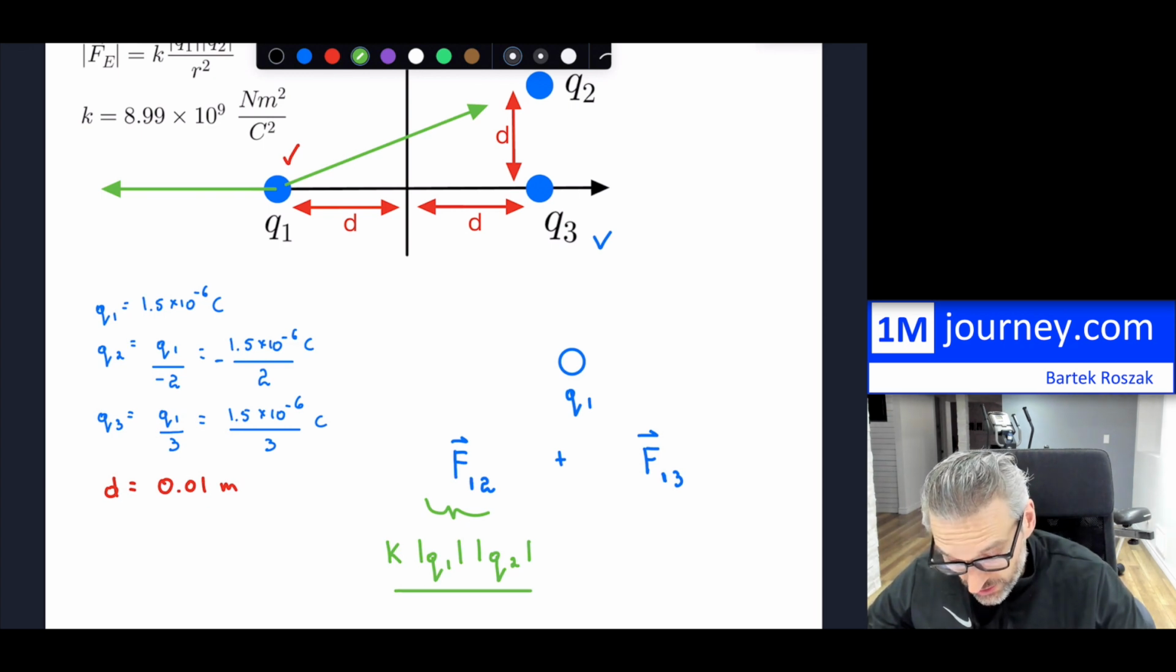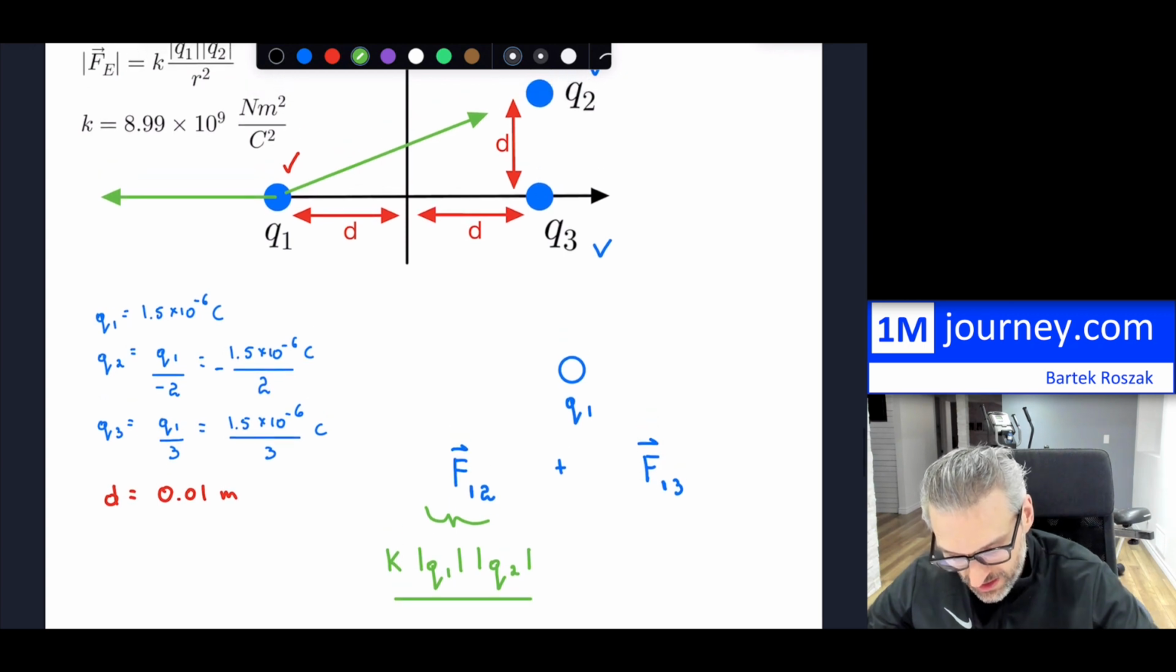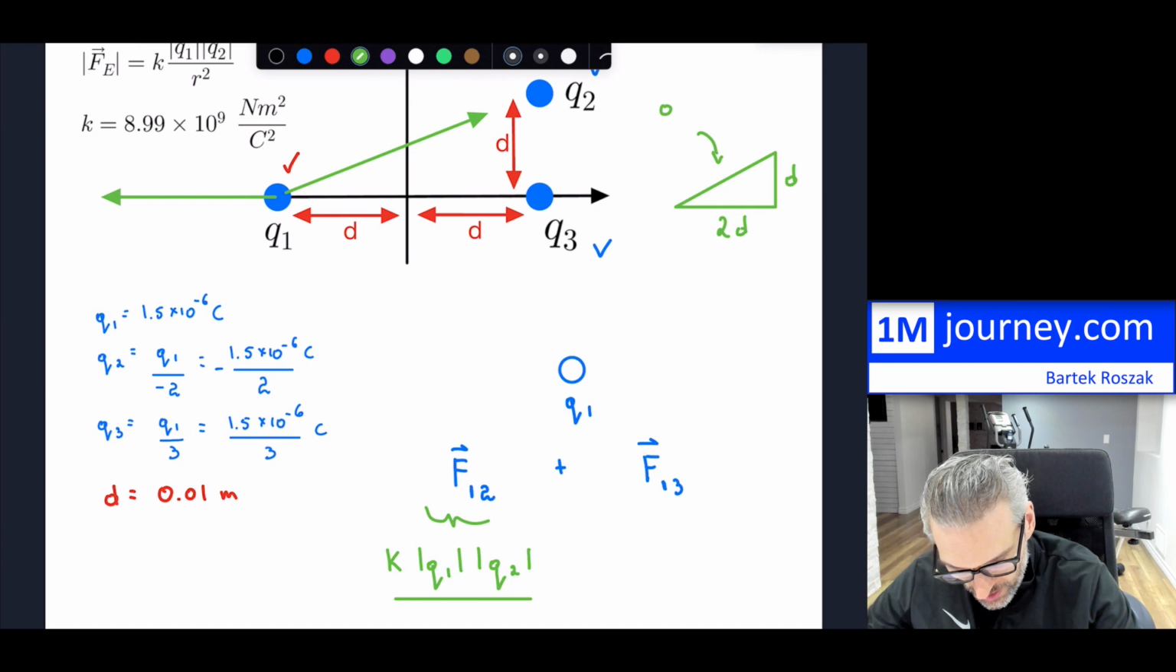Now I know I need the distance in here. This distance is formed by this triangle that you have. Notice this is D, this is 2D because it's D plus D. And now this right here, by the Pythagorean theorem, is going to be D squared plus 2D, squared, and then you take the square root.